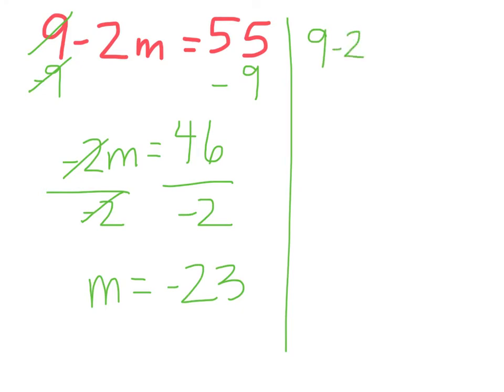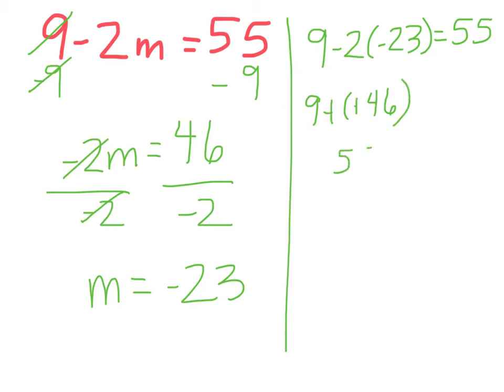And then I check it. 9 minus 2 times negative 23 equals 55. I have to do my multiplication first. 9 minus negative 46. 9 plus 46 is 55, which is what I have on the other side as well.